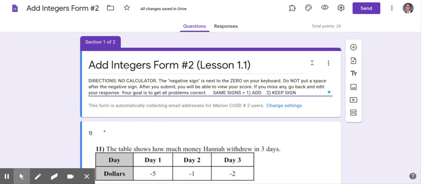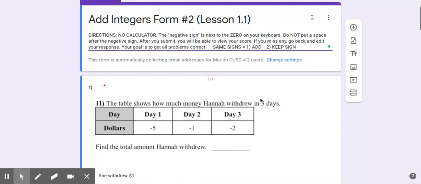Okay, this is add integers form number 2. This is still lesson 1.1. Be sure to read the directions here. Remember our rule for adding integers with the same sign. We're going to add and keep the sign. So if you add two positives together, you add them together and keep the positive sign in your answer. If you're adding two negatives, you would add the numbers and keep the negative sign in your answer.